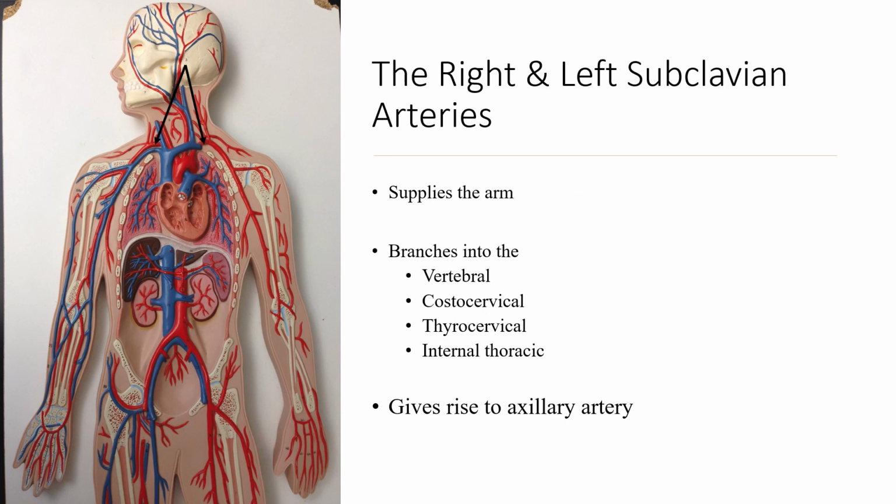Now, moving on, we're now in the arm, looking at the right and left subclavian arteries. The right subclavian coming from the brachiocephalic artery. The left subclavian is coming directly off your aortic arch. These arteries are supplying the arm, as well as some of the cervical regions of your neck. The subclavian arteries branch into your vertebral artery, your costocervical artery, your thyrocervical artery, and your internal thoracic artery. The subclavian also gives rise to the axillary artery in your shoulder.